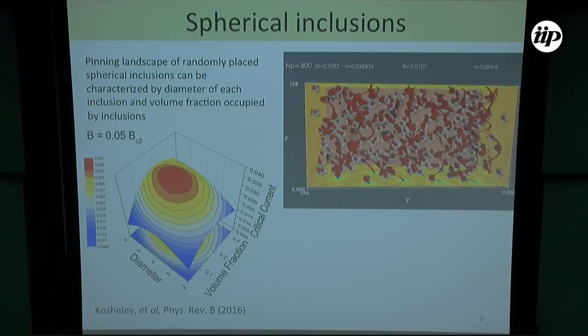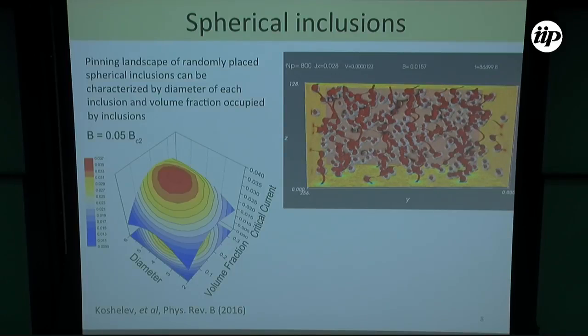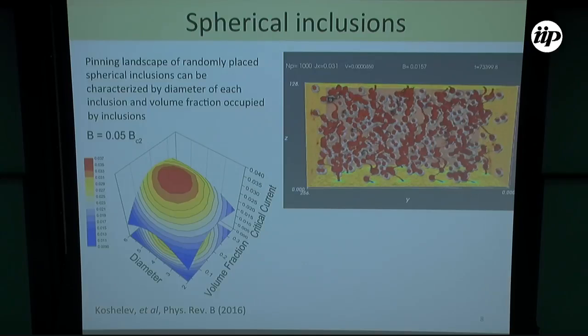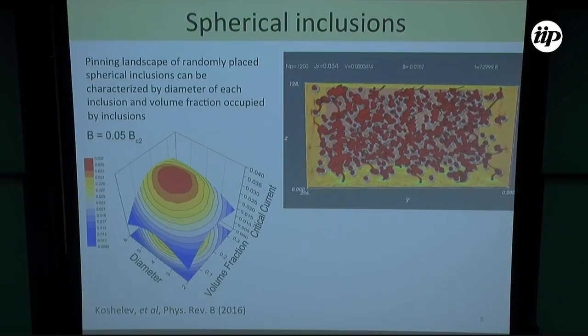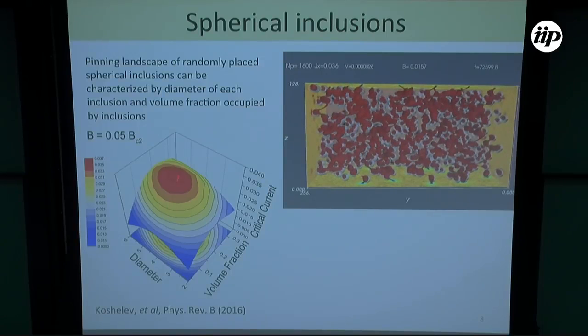So this is vortex dynamics in the landscape made of monodisperse spherical particles. And obviously this landscape, so this is randomly placed particles, can be characterized just by two parameters. The first parameter is the diameter of each particle, the second one is the concentration of the particles, or it's better to use, for different reasons, the volume fraction occupied by these particles.